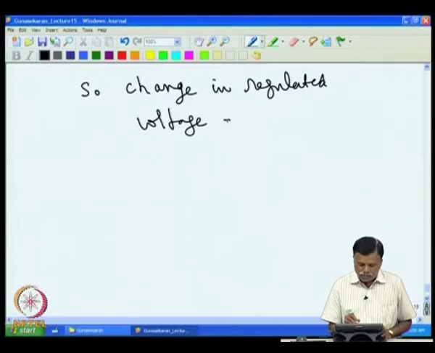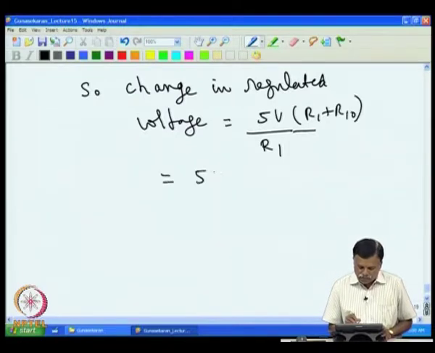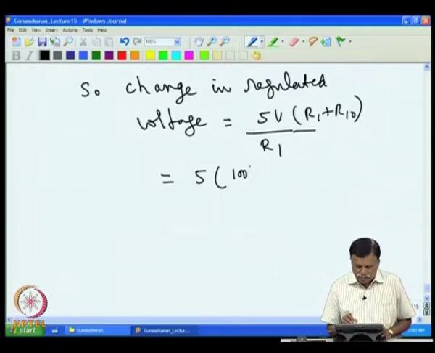The voltage change would be... now we find the new value, because we have the old formula: 5 volt divided by R1 into R1 plus R10. Now the values have changed. So that will be 5 volt into R1, which has actually reduced by 500 ohms. So 100 K, 100 into 10 power minus 3, minus 500, that is R1.